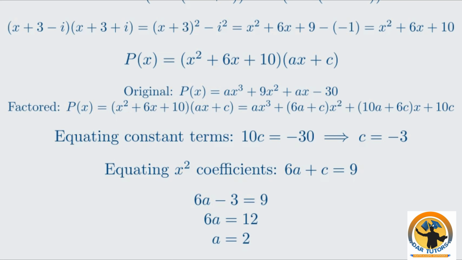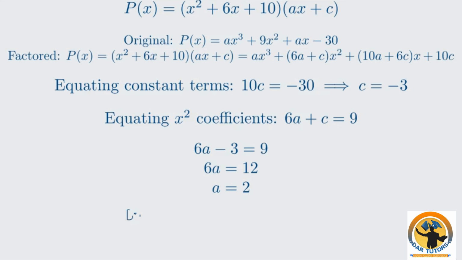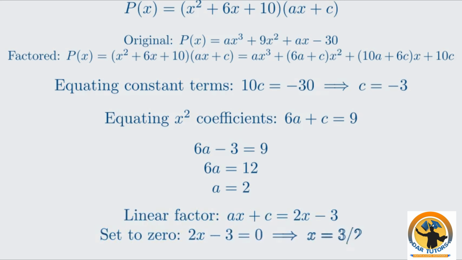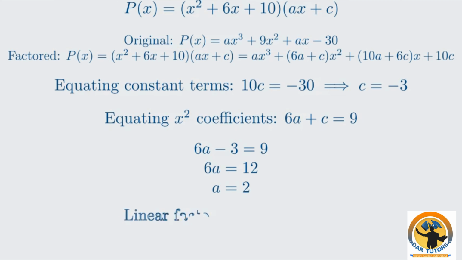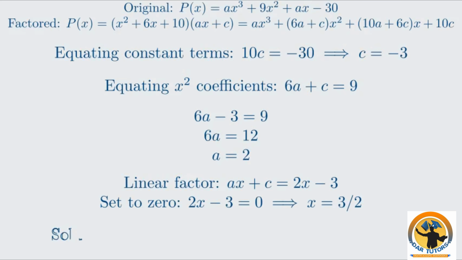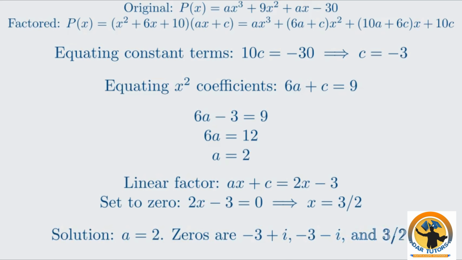Now we can find the third zero from the linear factor. The linear factor is ax plus c, which is 2x minus 3. Setting this to 0, we get 2x equals 3, so x equals 3 over 2. Therefore, the value of a is 2, and the three zeros of the polynomial are negative 3 plus i, negative 3 minus i, and 3 over 2.